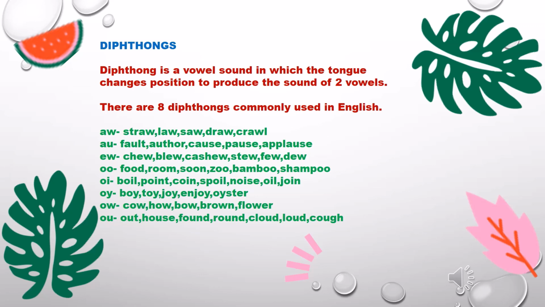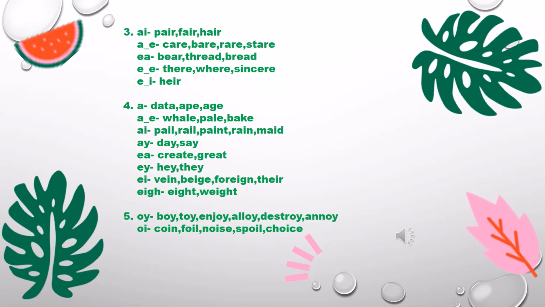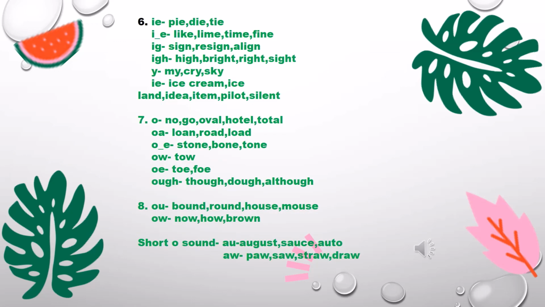Vowel combination. The combinations of digraphs and diphthongs are given below. Some examples of words you can see. This is an exercise to pronounce all the words you can see in my sheet. You are enjoying speaking all the vowel sounds.